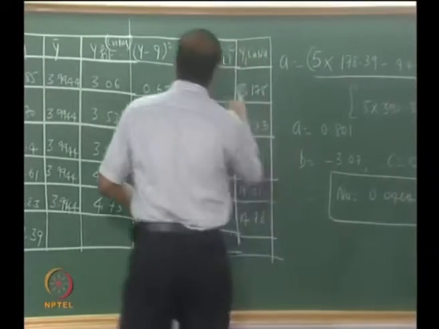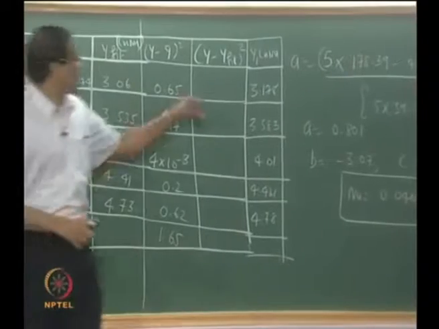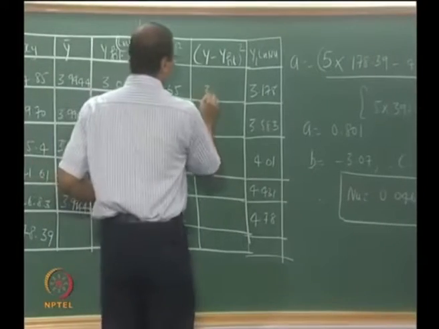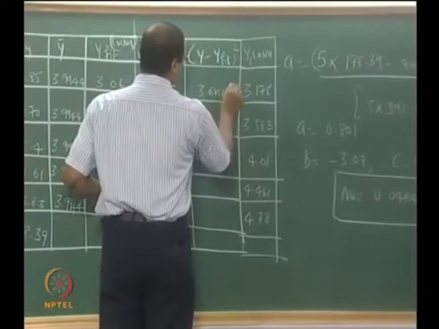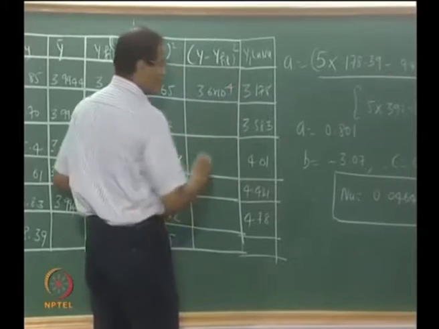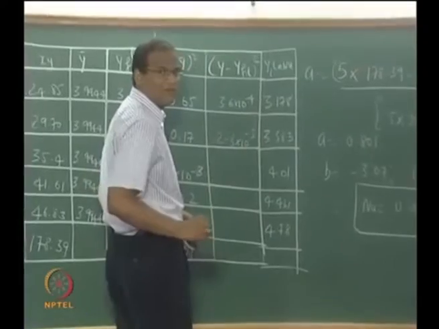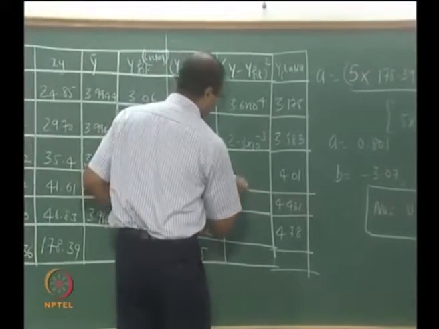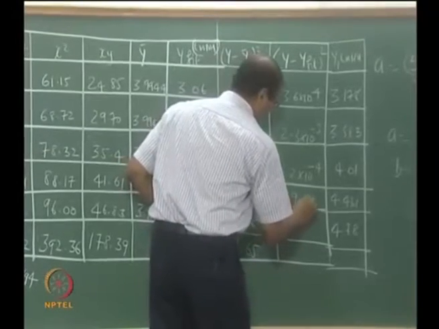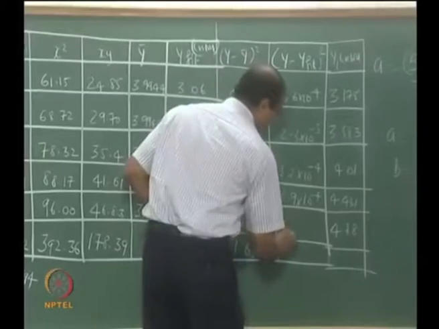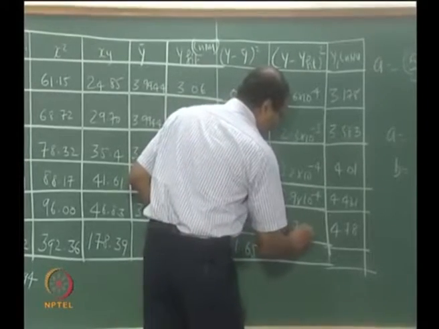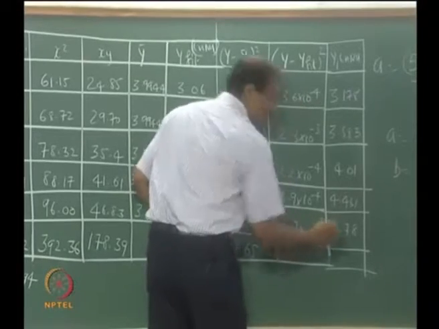Yeah, this is just to help you. Yeah. 3.6 10 power minus 4. 2.3 10 power minus 3. 3.2 10 power minus 4. 2.9 10 power minus 4. 1.7 10 power minus 3. Okay, sir. Sigma.